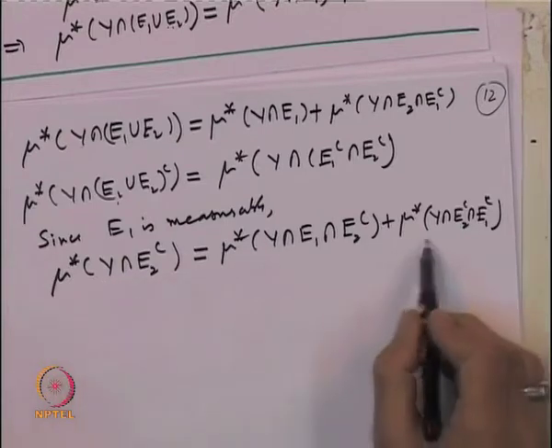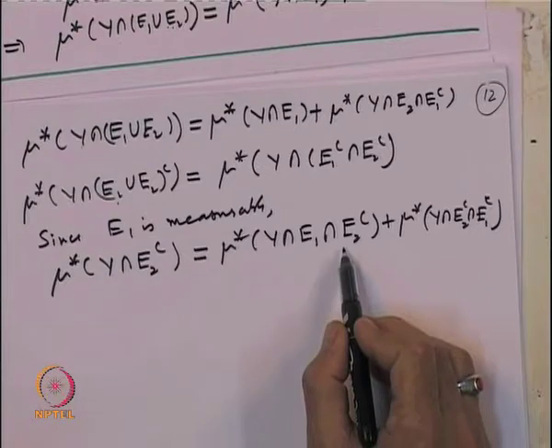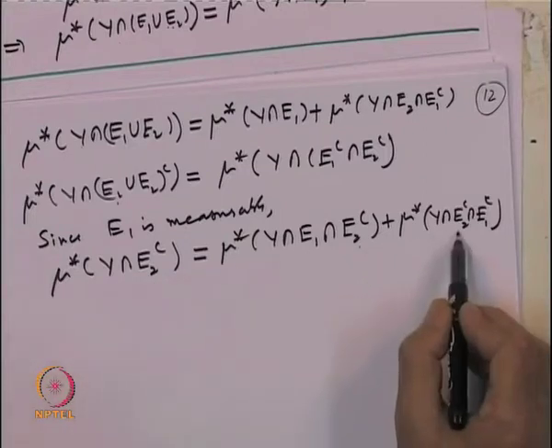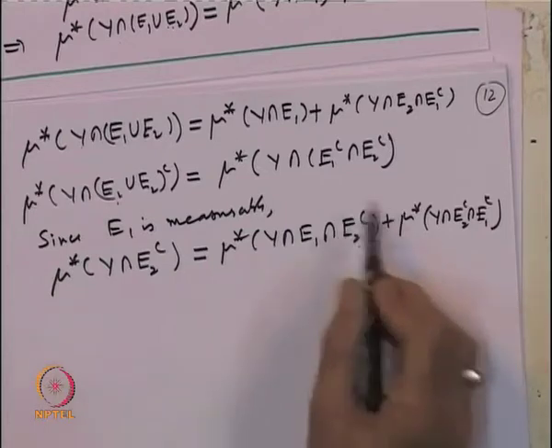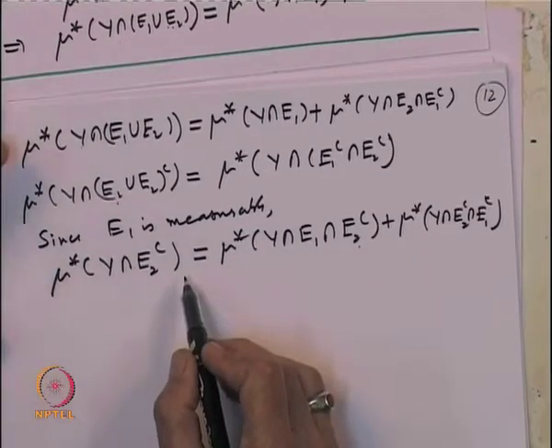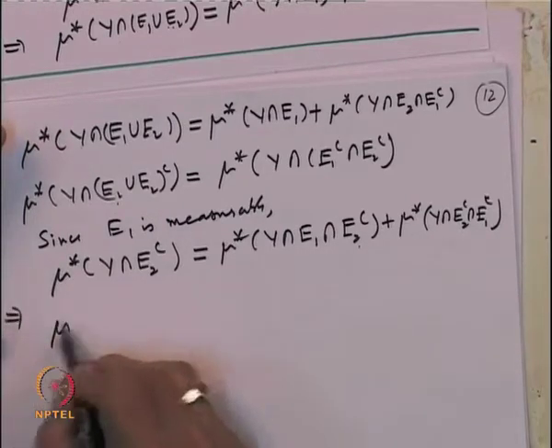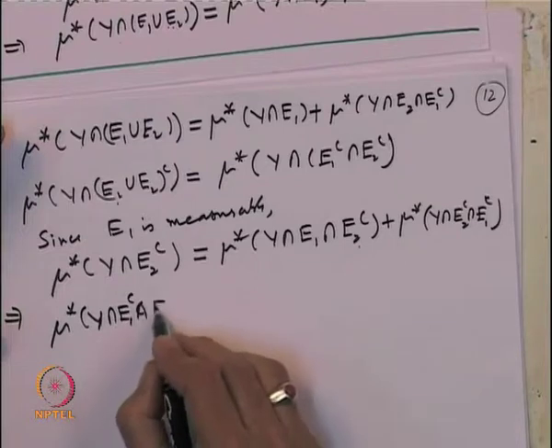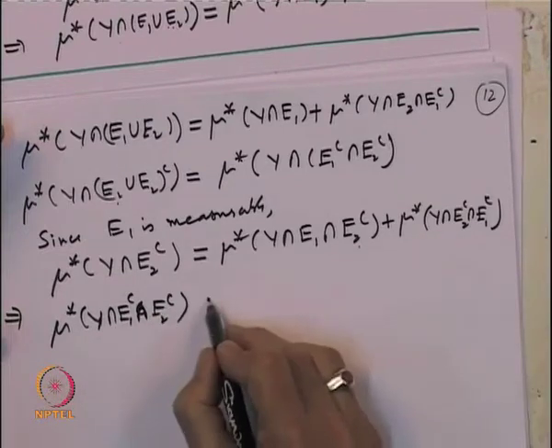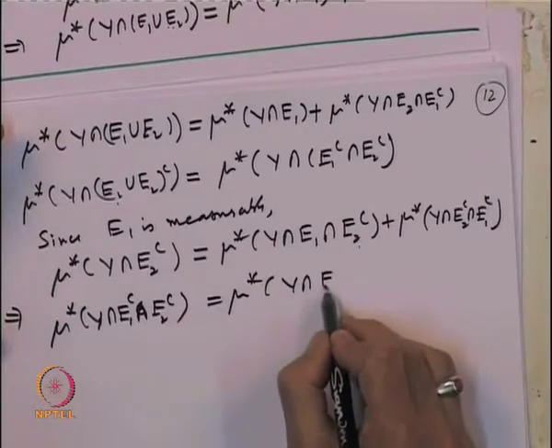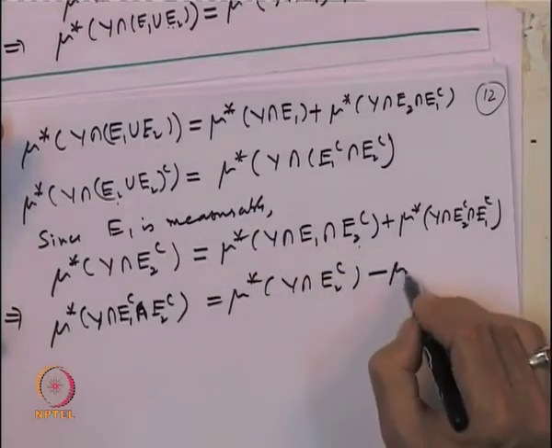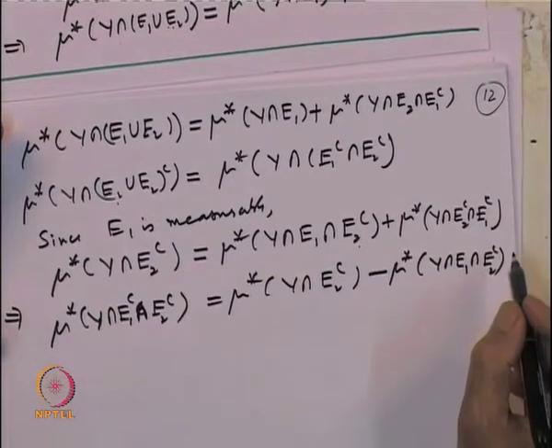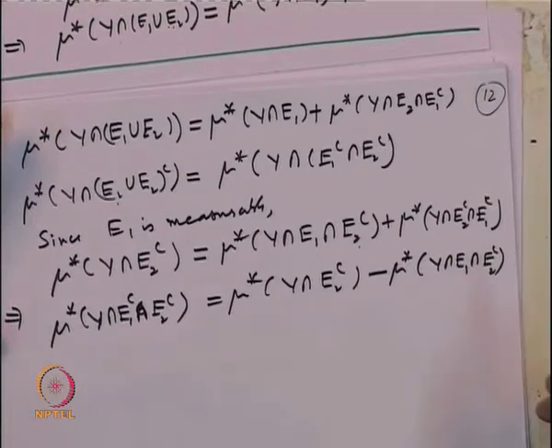Now, let us observe in this equation all the numbers are real numbers, because of the assumption that mu star of y is finite. So, this is a subset. So, this is finite, this is finite, this is finite, all are finite numbers. So, I can interchange them, I can take one term on the other side if required. So, let us do that. So, from here we compute, mu star of y intersection E 1 complement intersection E 2 complement is equal to mu star of y intersection E 2 complement minus, taking it on the other side, mu star of y intersection E 1 intersection E 2 complement. Okay. So, we have gotten the required quantities.